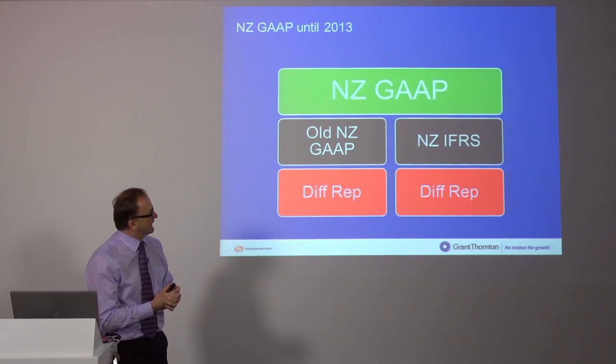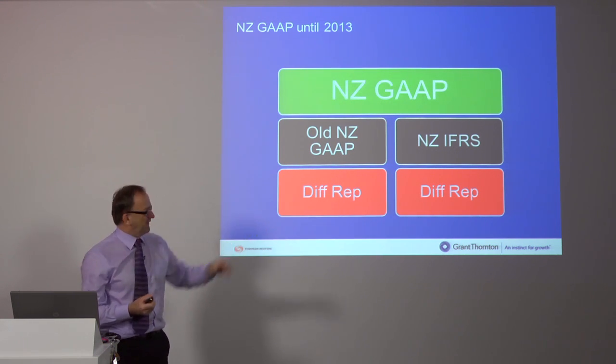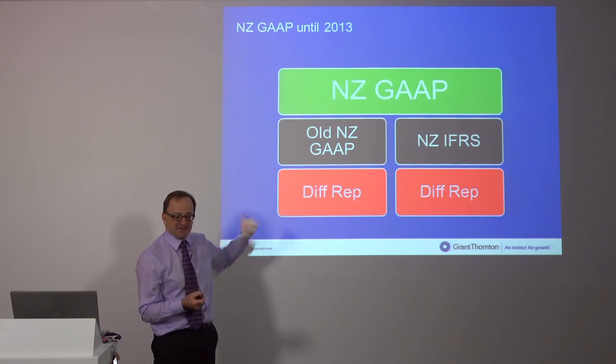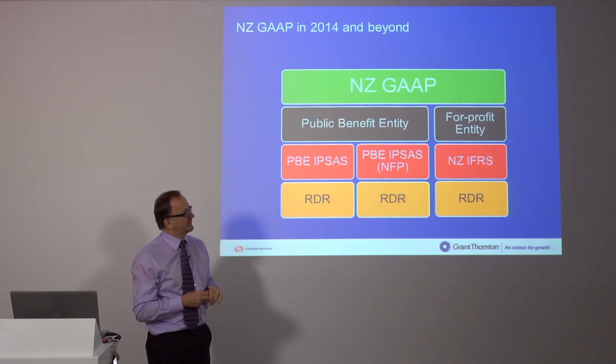So, where have we come from? Well, basically, Kiwi GAAP or NZ GAAP until 2013, we're all very familiar. NZ GAAP, two regimes, old Kiwi GAAP, NZ IFRS, with a differential reporting regime that was really designed to reduce the time and effort to complete statutory accounts. Good stuff. Where have we moved to?